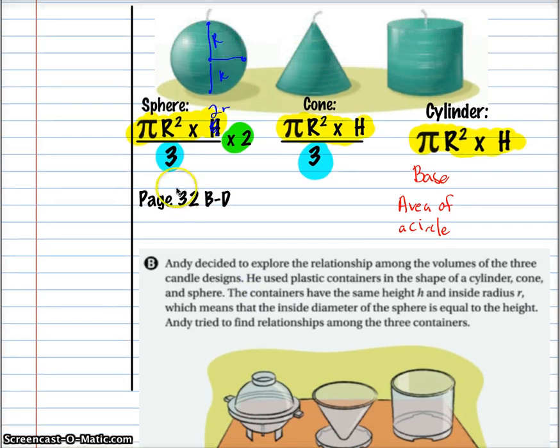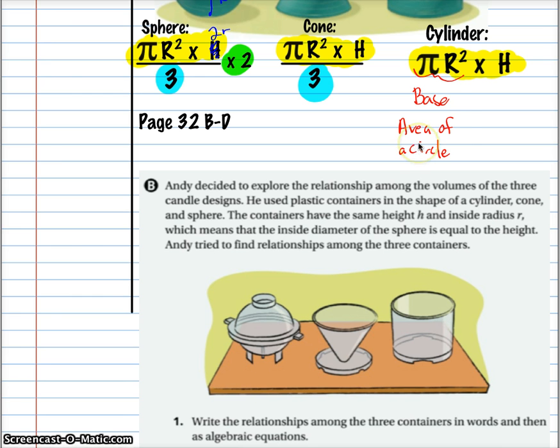So you should have these equations, maybe a quick sketch. The area of the base of the circle is covered in this section right here. That's important to know. This is the base or the area of a circle. And he decided to explore, this is on page 32, the relationship among volumes of 3 candle designs. He used plastic containers in the shape of a cylinder, cone, and sphere.